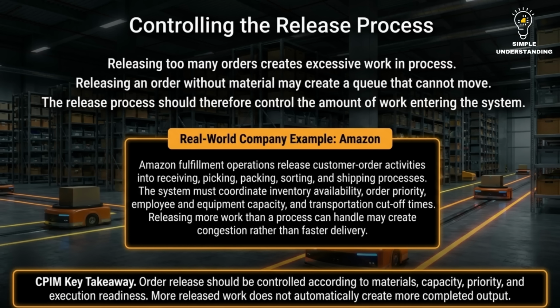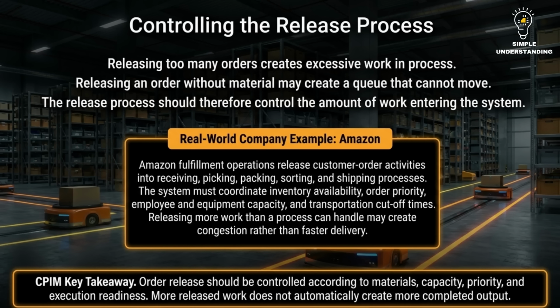Real-world company example: Amazon. Amazon fulfillment operations release customer order activities into receiving, picking, packing, sorting, and shipping processes. The system must coordinate inventory availability, order priority, employee and equipment capacity, and transportation cutoff times. Releasing more work than a process can handle may create congestion rather than faster delivery.